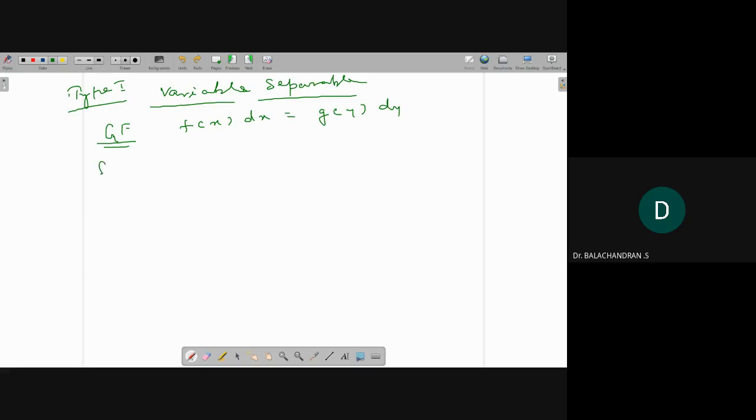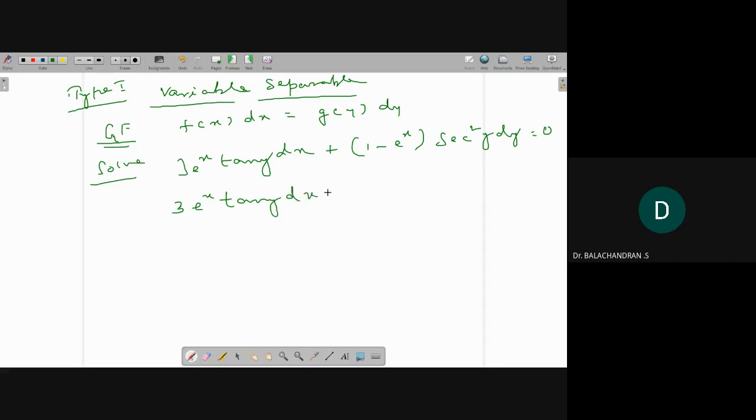Okay. Problem, solve 3 e power x tan y dx plus 1 minus e power x secant square y dy is equal to 0. Sometimes it is possible, sometimes it is not possible. Okay, here it is possible. 3 e power x tan y dx is equal to minus 1 minus e power x secant square y dy.